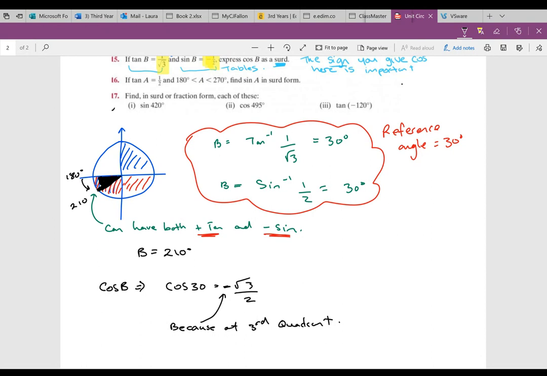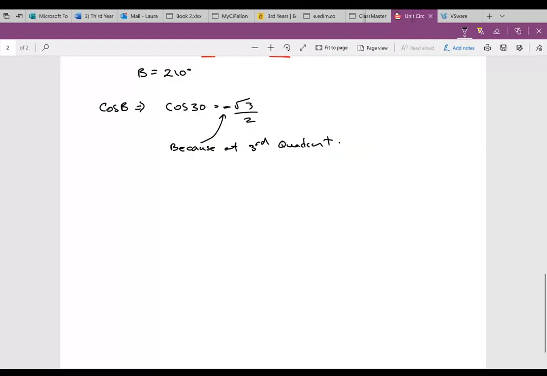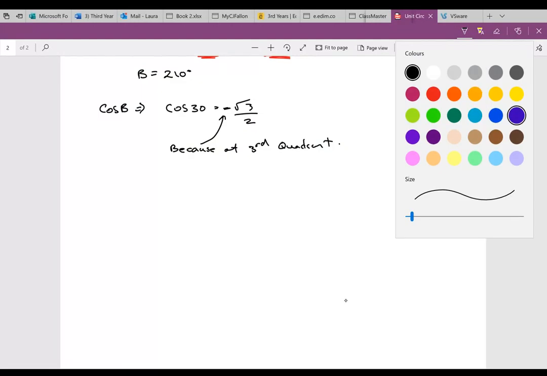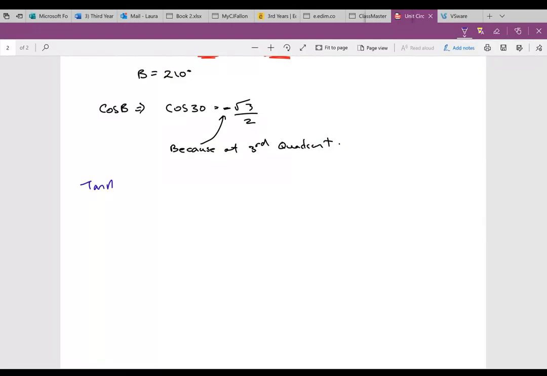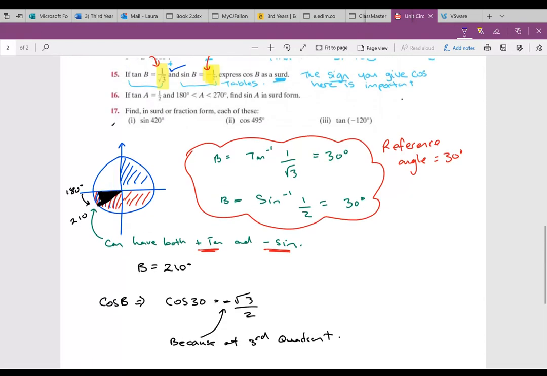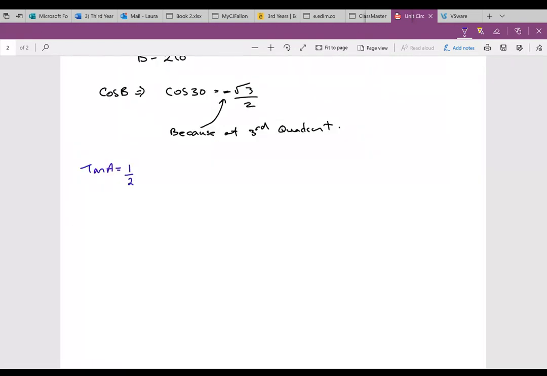Tan A is equal to 1/2, and 180 is less than A, and A is less than 270. Find sine A in surd form. So first of all, tan A, I'll just change my pen so it doesn't overlap. Tan A is equal to 1/2, and it's positive. So remember, think about tan, it must lie in the first or third quadrants.